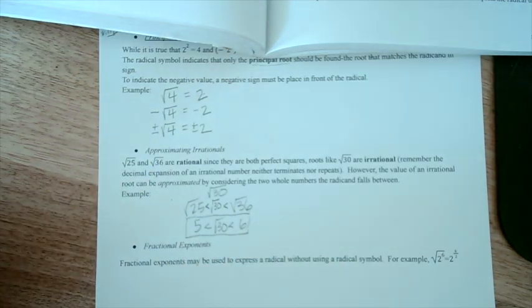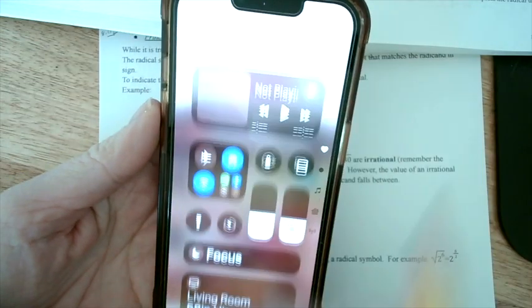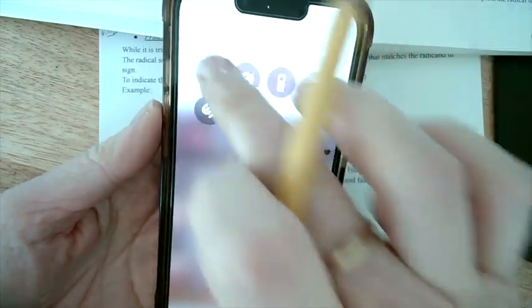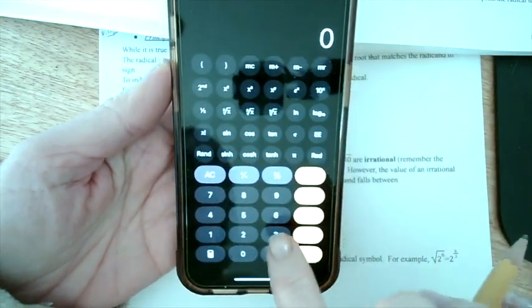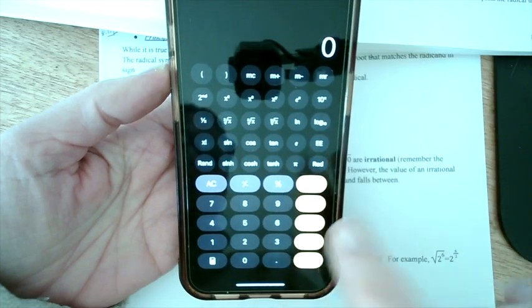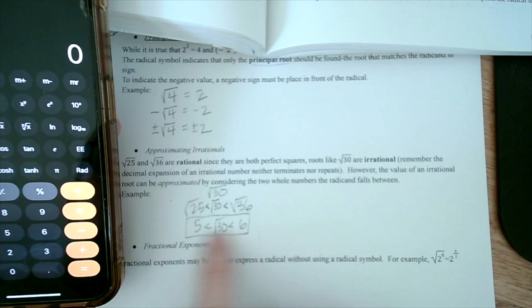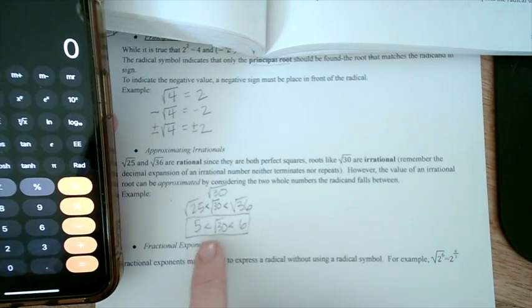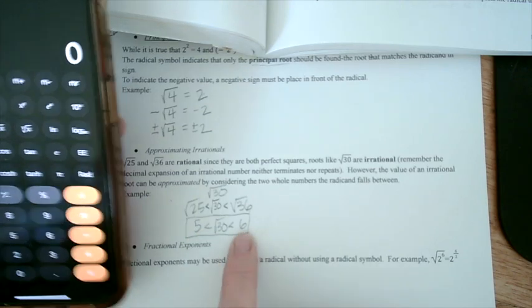And let's see, I'm going to see if I can real quickly show you this. If I were to type in, just so you can see what the number is, we're going to test it out here. That means it would be some number with a decimal or fraction. I'm going to go with decimal here since I'm using a calculator. It's going to fall somewhere between 5 and 6.